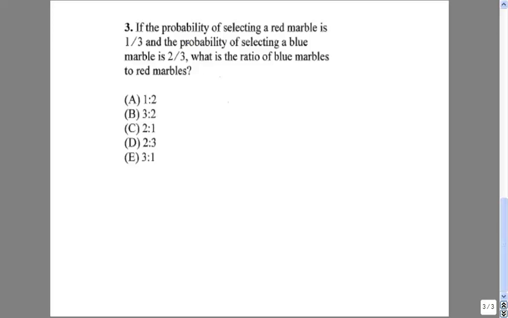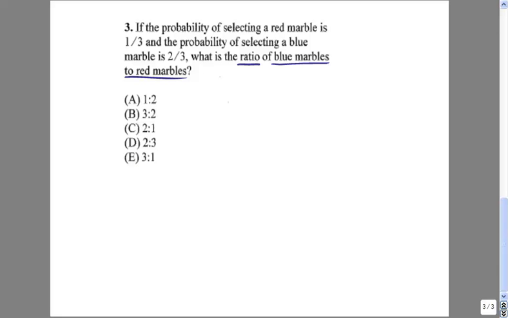Problems for the proficiency exam, SAT, ACT, number 3. If the probability of selecting a red marble is 1/3 and the probability of selecting a blue marble is 2/3, what is the ratio of blue marbles to red marbles? Okay, so I have to look for what is the ratio of blue to red. 5 options: A, B, C, D, E.